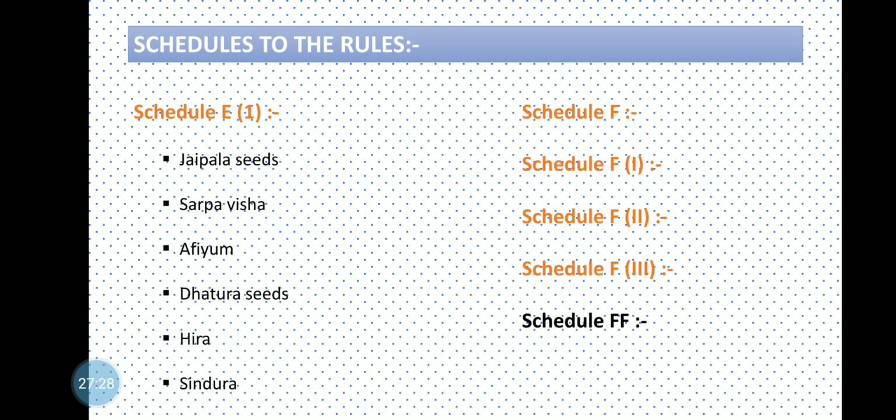Then schedule FF. Schedule FF stands for your ophthalmic preparations. Now ophthalmic preparations are of three kinds: ophthalmic solution, ophthalmic suspension and ophthalmic ointment.